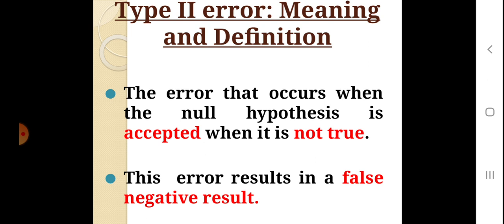See, the formal definition of a type 2 error is that it is the error that occurs when the null hypothesis is accepted when it is not true. Means these kinds of errors occur when the null hypothesis is accepted when it is actually false. Means accepting the hypothesis when it should not have been accepted.